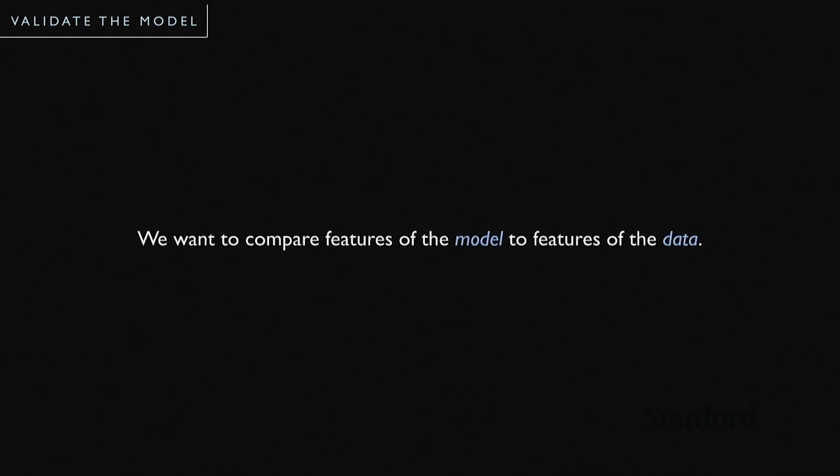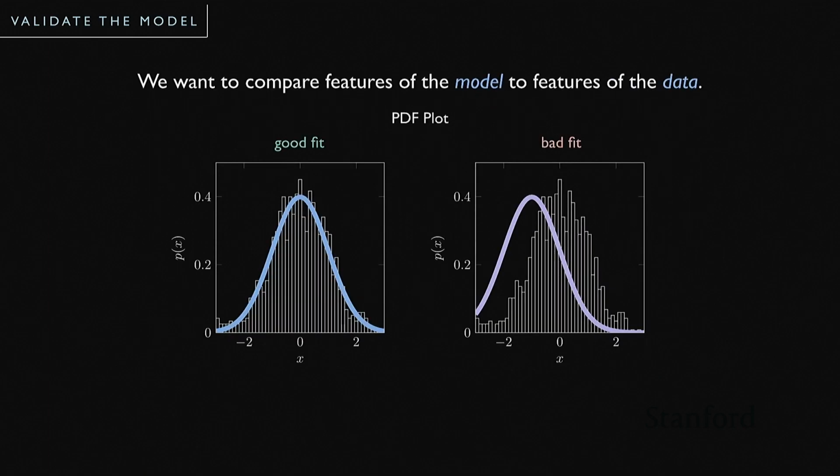To do this, we basically want to compare features of the model to features of our data to see how well they match. One way we could do this is to compare the probability density of our data to our model. Here we're showing a histogram of the data, and the probability density of the model that we chose. We want to make sure that we normalize the histogram such that the area under it is equal to 1, so we're making a fair comparison of two valid probability densities. Once we do that, we can just check visually how well they fit. The one on the left here is a good fit. They seem to match up pretty well, whereas the purple model on the right doesn't seem to fit quite as well.